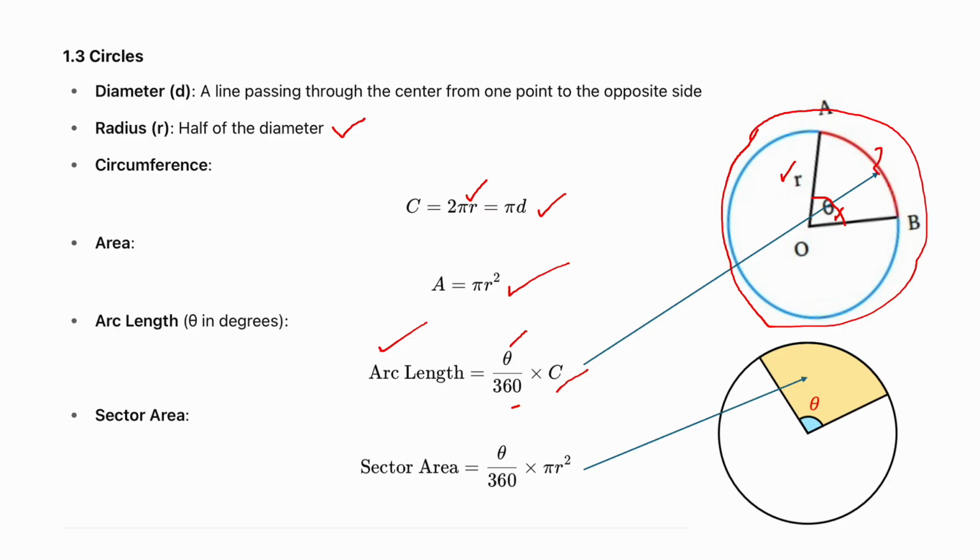Sector area. In this circle, they have made this angle, theta, and they may ask how much is the area of this sector. So, again, the formula for sector area is theta, the angle which this sector is making, divided by 360 multiplied by pi r squared. So, by using any of these simple formulas, you should be able to answer most of the questions related to circles.